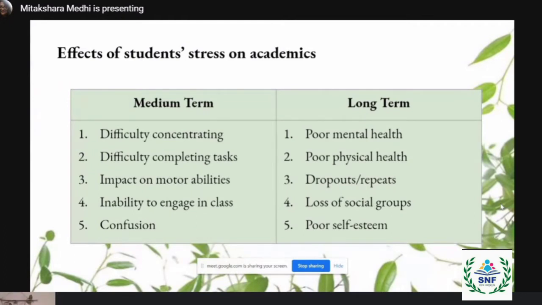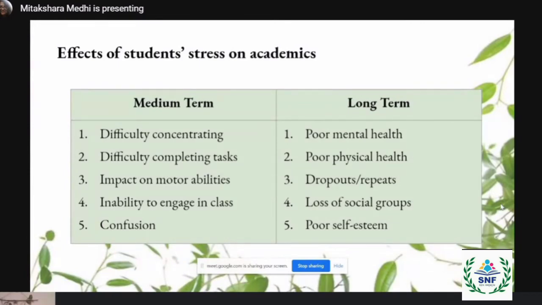Impact on motor abilities. This is something that I noticed, again, back in my student life. When there were long periods of stress, I wouldn't even be able to hold the pen properly, not able to write properly. My glasses would slip from my hand. So the motor abilities get impacted. You may feel dizzy, you may not be able to walk properly, and so on and so forth.